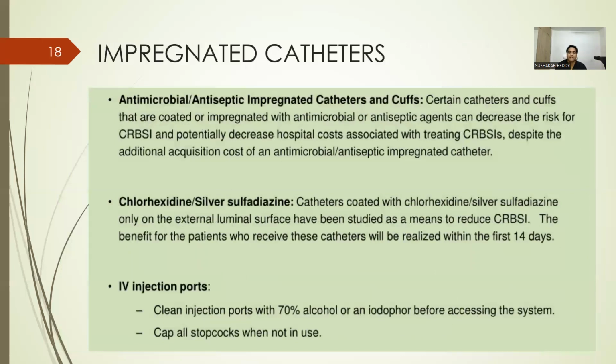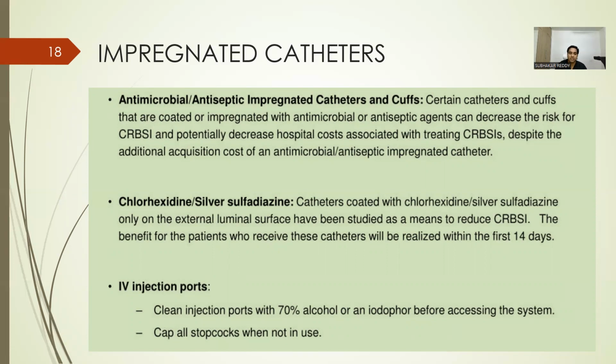Impregnated catheters are also available. Chlorhexidine and silver sulfadiazine impregnated catheters significantly reduce CA-BSI risk and give us benefit. They are also cost effective in the long term, because you will be cutting down on antibiotic use.